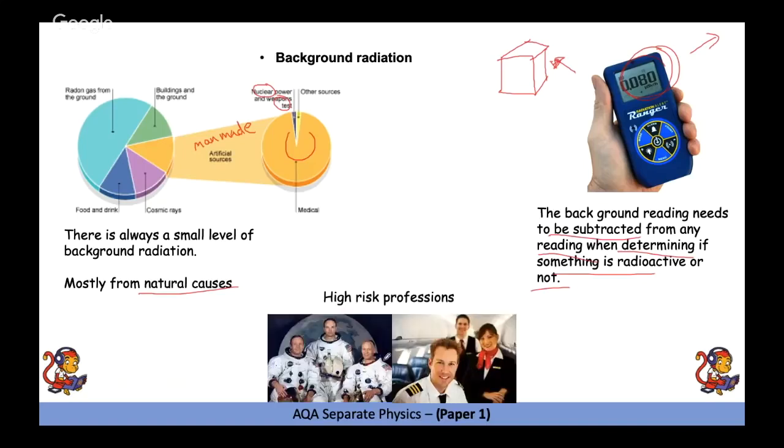Okay, now there are some jobs which are more at risk than others. Because a lot of our radiation comes from outer space, the high-risk professions are ones that work in sky or in the space. So airline staff are exposed to more radiation than most other jobs. The same for astronauts as well.